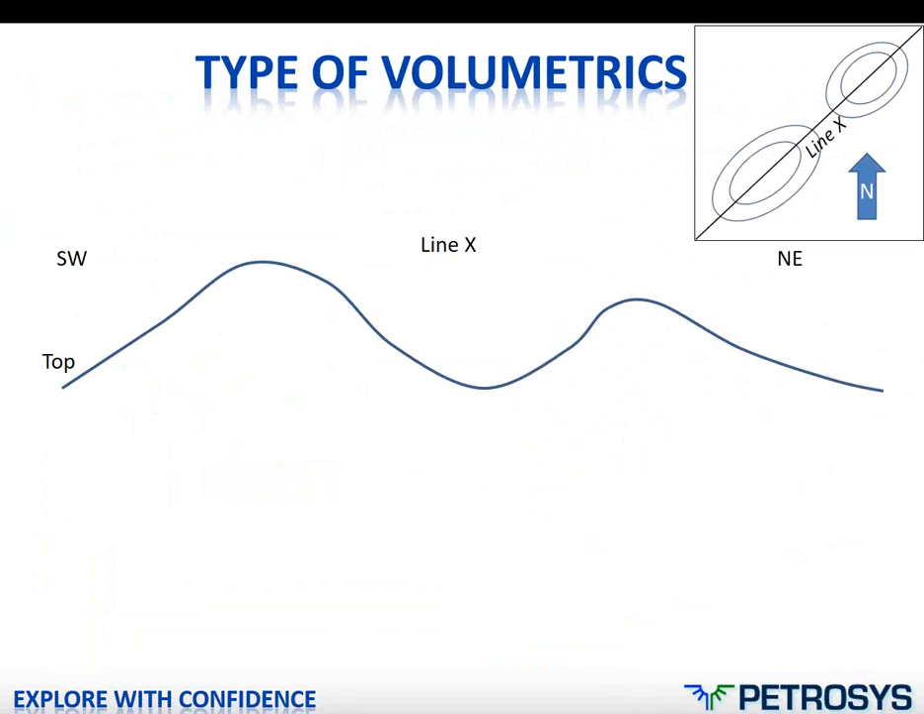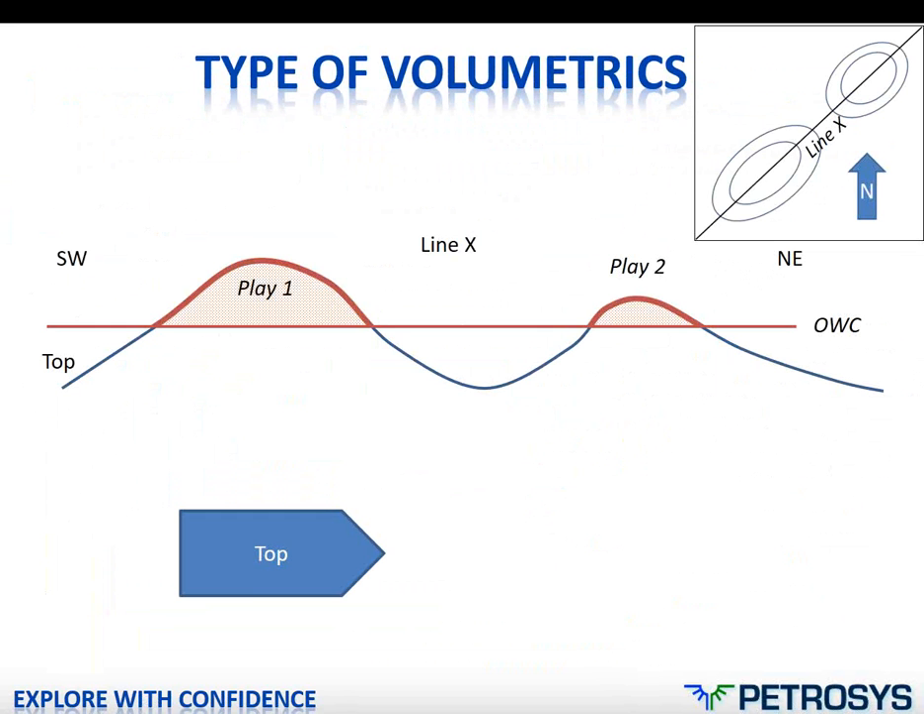So graphically, to illustrate the type of volumetrics, we have this graph here, a map view in the top right side of the slide. We have a line X that goes from southwest to northeast, and let's say that we first have a top type of volumetrics. So we have our top grid, we have a reference level, which will be the oil-water contact, and as a consequence we have 2 plays.